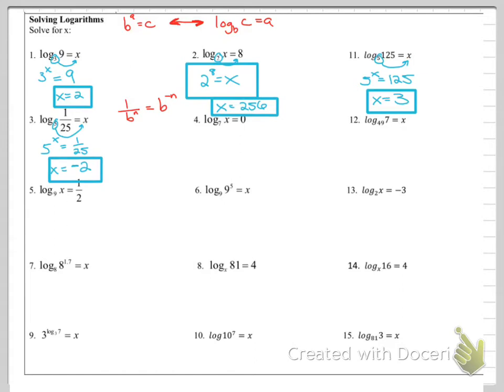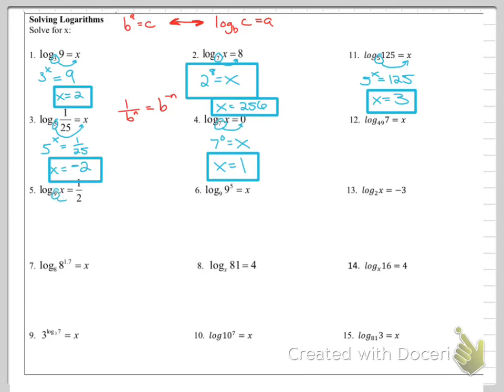Keep going in order. So number 4, rewrite it. You should be getting good at rewriting these now. 7 to the 0 equals x. Anything raised to the 0 power is 1, so the answer is 1. That was also one of those special properties if you happen to memorize it, but changing it to an exponent should help you also.